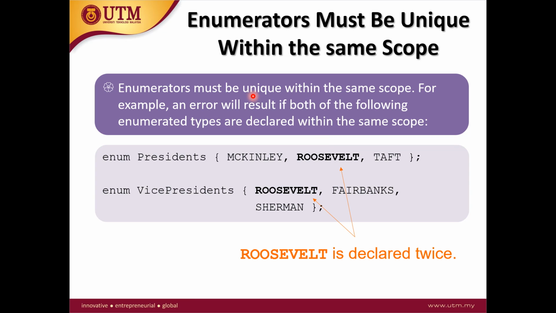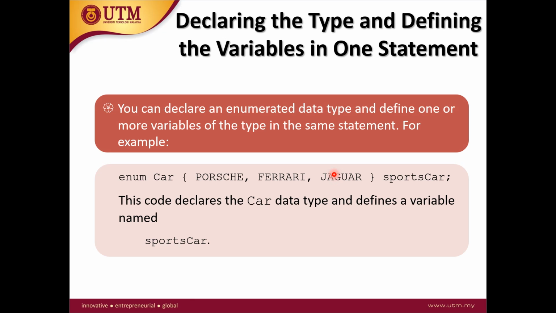In each program you need to have unique enumerators. Like here, for example, we've got enum presidents with those names, and enum vice presidents with those names. This one is declared twice, so it shows you an error. And we can declare an enumerated data type and define one or more variables of the type in the same statement.